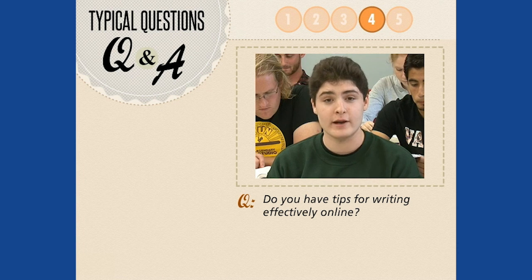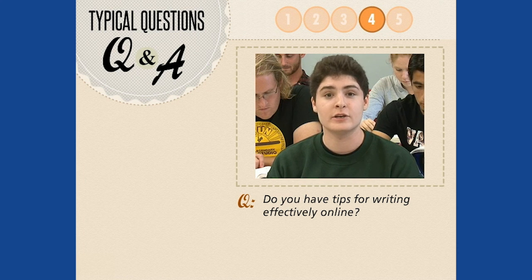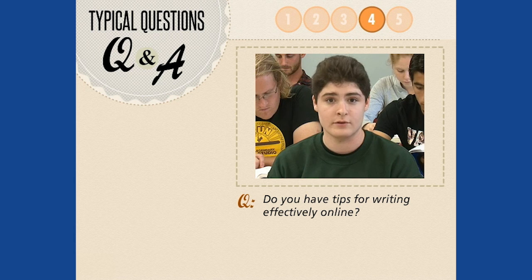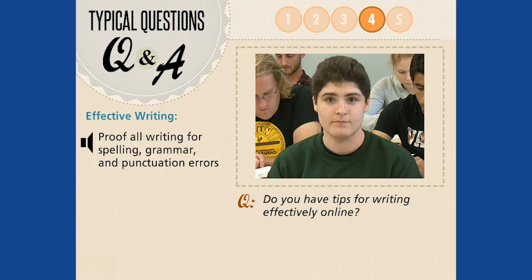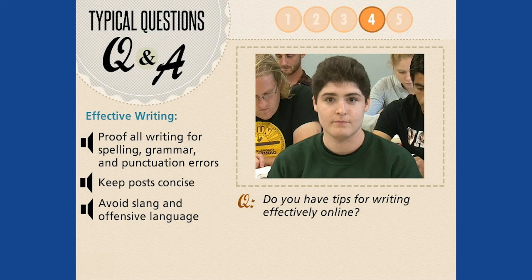Can you give me some tips for writing effectively in an online educational environment? I don't want to get started on the wrong foot. Always proofread your writing for spelling, grammar, or punctuation errors. Keep your posts concise. Avoid slang and offensive language. Look for opportunities to collaborate with other students in the course. If you find you've written a negative comment, try reframing it in a way that is more conducive for creating discussion. It's okay to disagree with someone, but being disagreeable or making personal attacks is not.